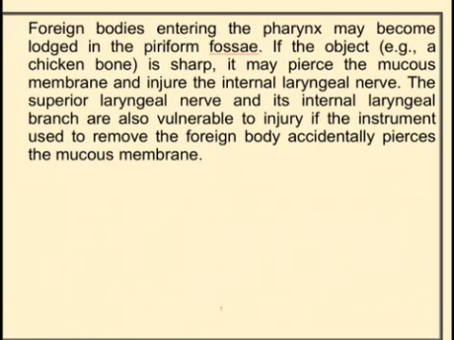Foreign bodies entering the pharynx may become lodged in the piriform fossa. If such a foreign object, like a chicken bone, is sharp, it may pierce the mucous membrane and injure the internal laryngeal nerve. The superior laryngeal nerve and the internal laryngeal branch are also vulnerable to injury if the instrument used to remove the foreign body accidentally pierces the mucous membrane. So you need to be careful when removing the foreign body from the laryngopharynx.